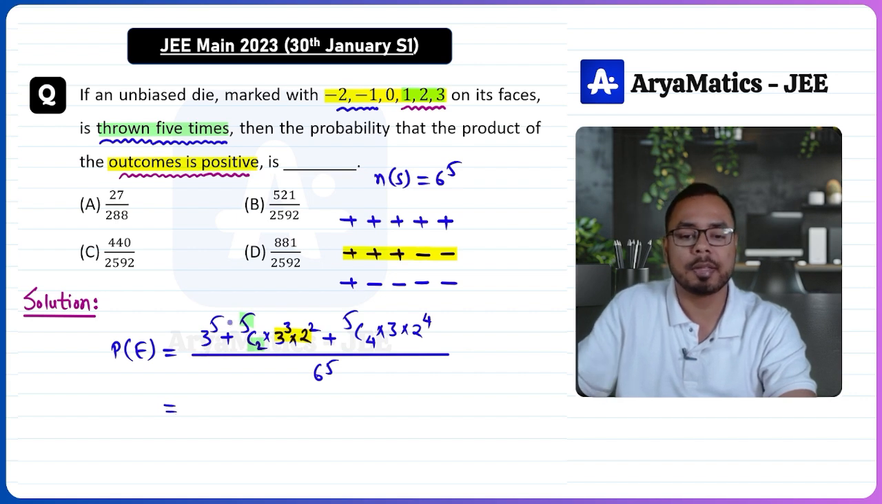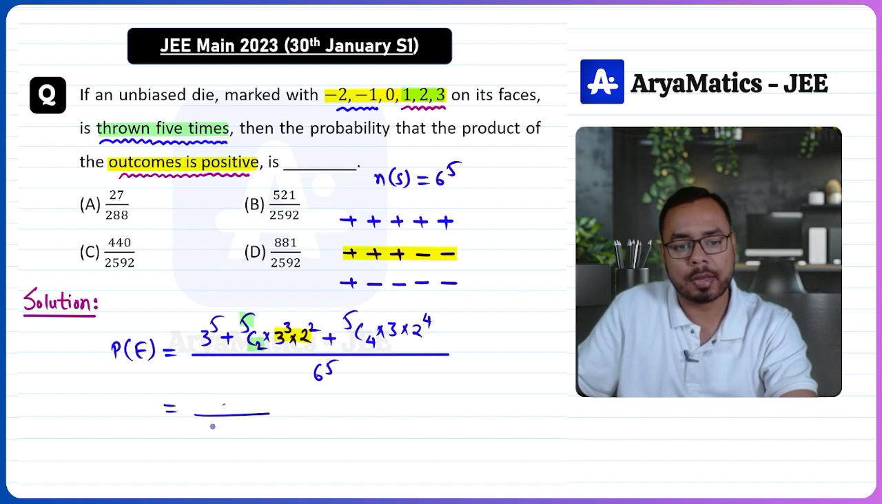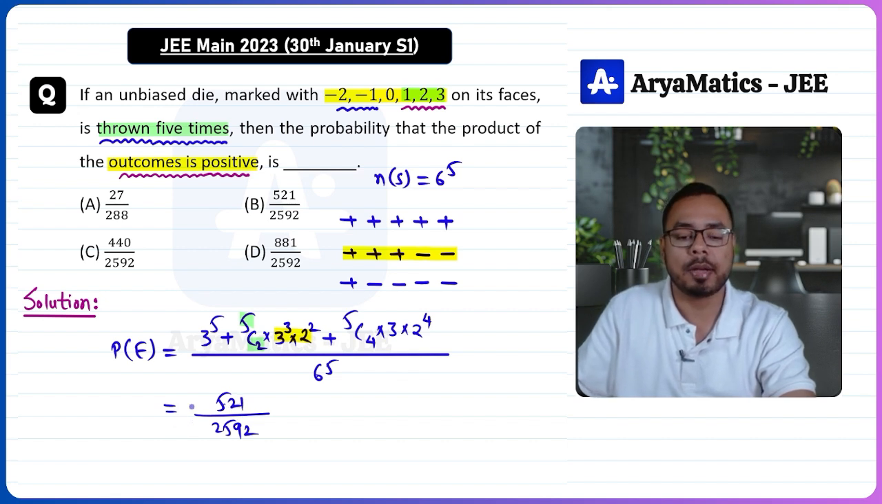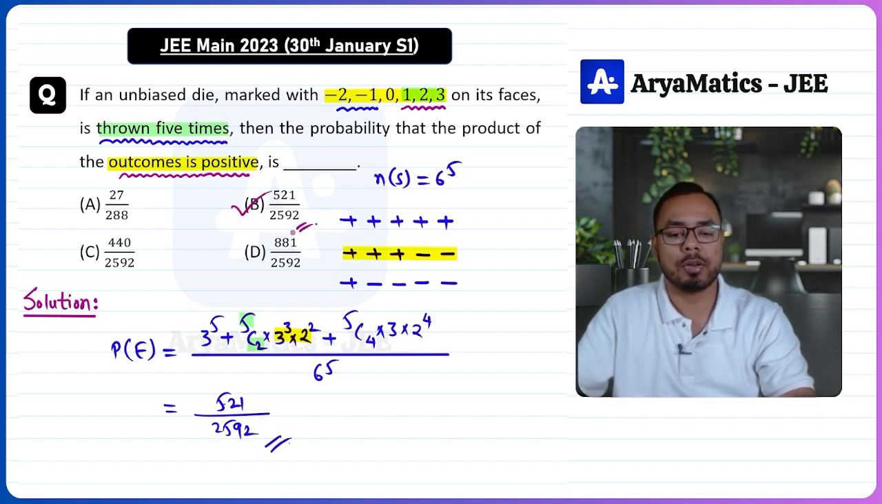Now you can simplify this. Once you take 3 common, then in the denominator you will have 2592. And when you simplify this, you will get 521 in the numerator. So after calculation, you will get this number. And therefore, the correct answer for this problem will be the second option.